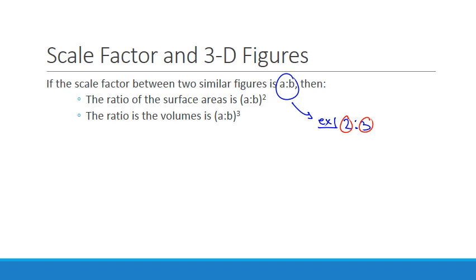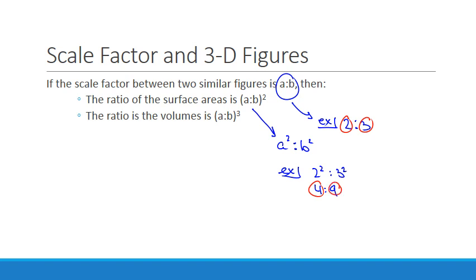Another way of writing that is a squared to b squared. With my example, that would be 2 squared to 3 squared, or 4 to 9, which again means 4 units in the first shape is like 9 units in the next shape.